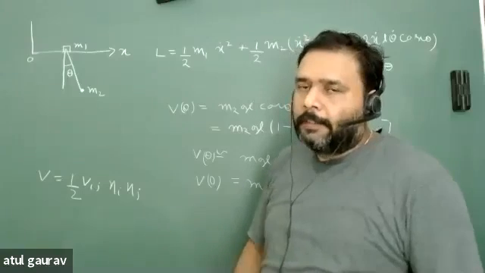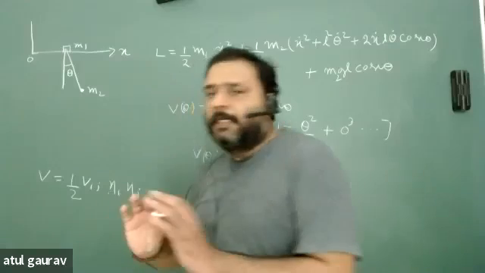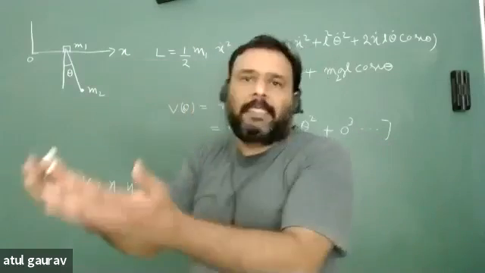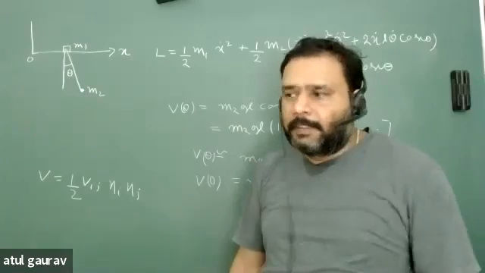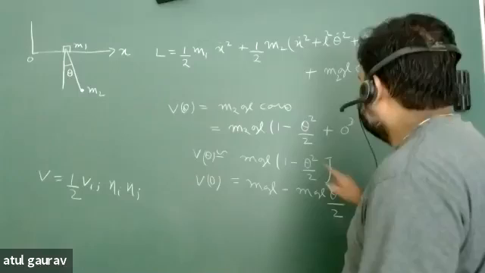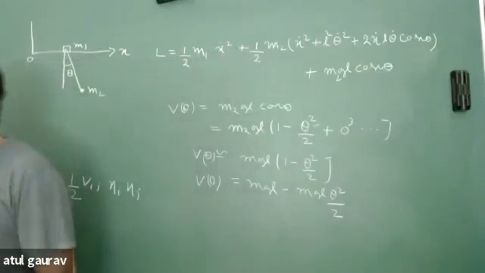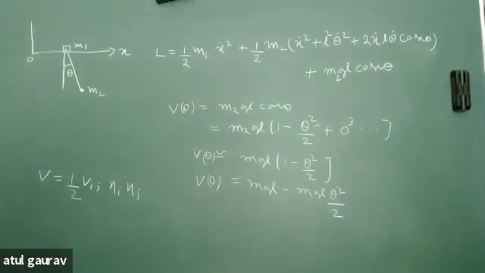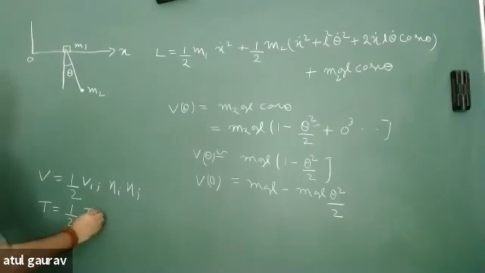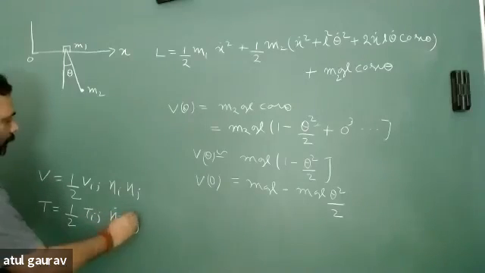Can you understand what the basic trick is? The basic trick is that my potential must be of the generalized coordinate square type. This is the basic concept. So in the potential energy, I will go for theta square. Now, what about the beautiful part of kinetic energy? The kinetic energy is equal to half Tij eta i dot eta j dot.